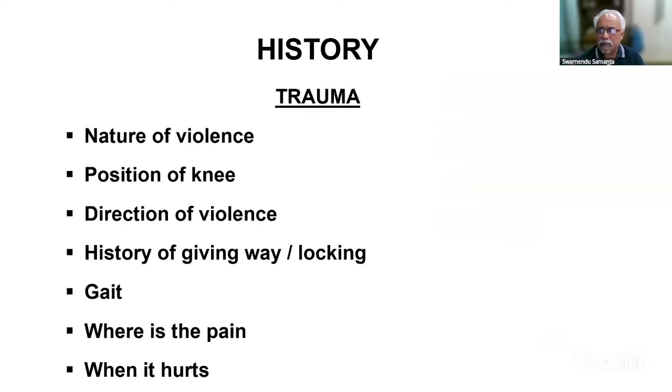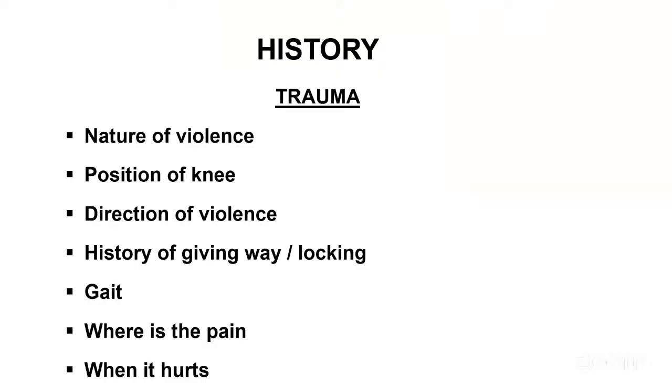So like your examination around the shoulder or any orthopedic joint, you have to have a detailed history. From the history itself, you can make out some part of your diagnosis. As we are going to discuss traumatic knee injuries, we have to take the history properly. What was the nature of the violence and what was the position of the knee at that time?